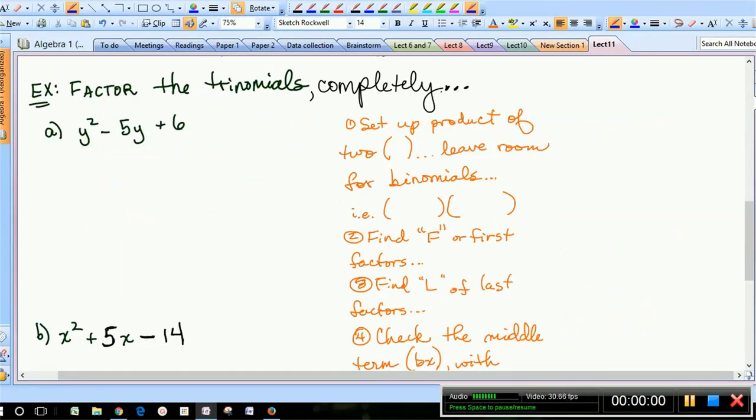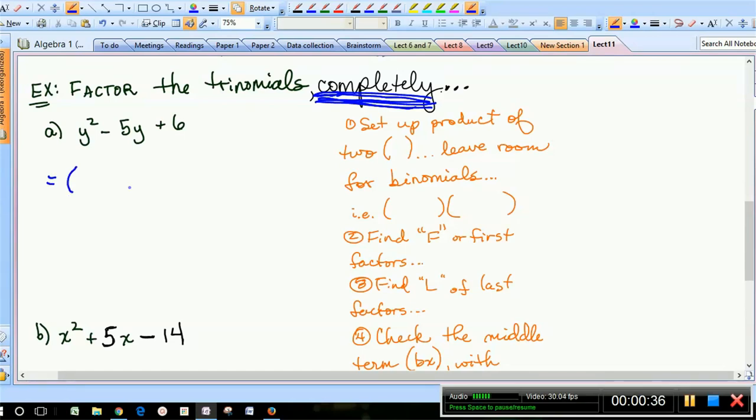Okay, now we're going to factor the trinomials completely. You're going to see factoring completely, or some version of this, in your directions from here on out. It just means that all factors of your factorization must be completely factored themselves. As we go through examples, it'll become apparent to you what I'm talking about. Let's talk about letter A.